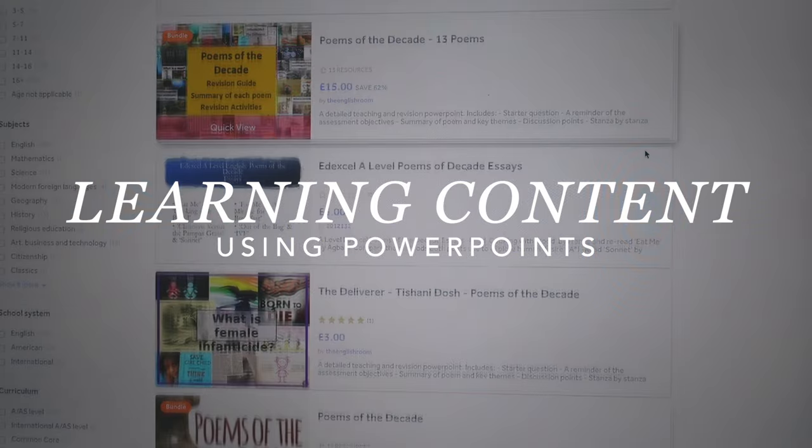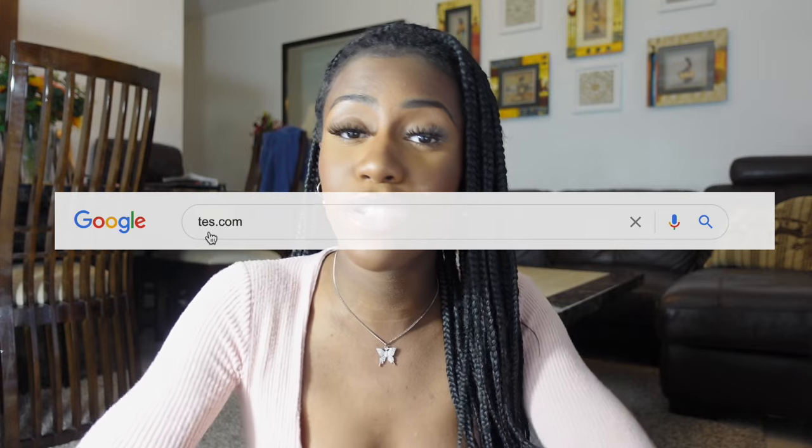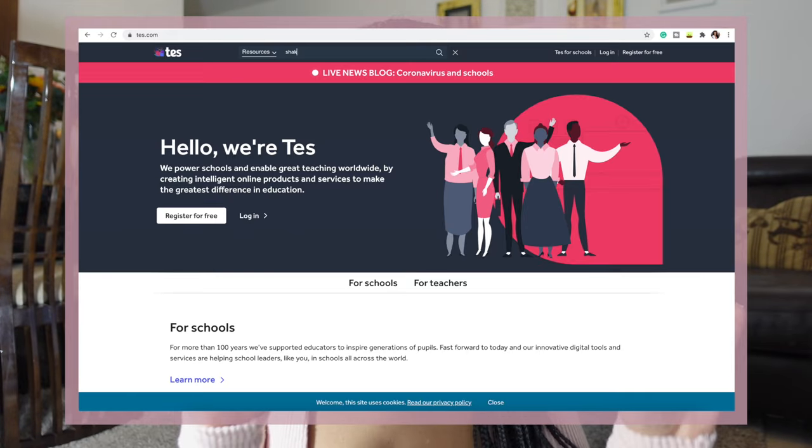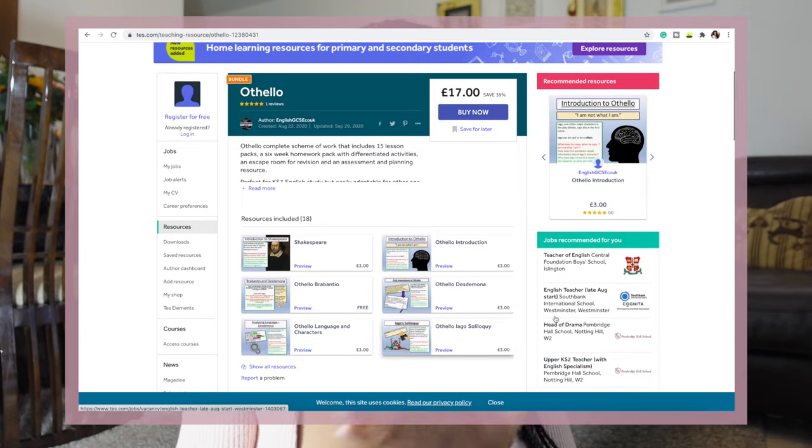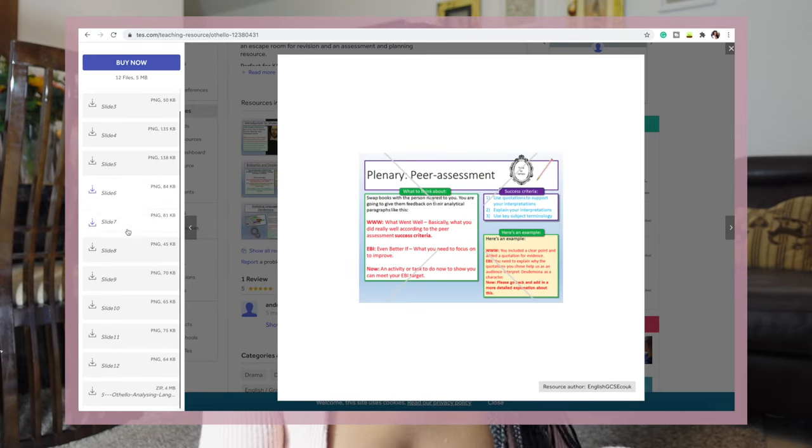Another thing about learning and utilizing your resources is using your PowerPoints. PowerPoints are a great way to learn, and I feel like they are definitely overlooked. Revising with PowerPoints was really, really helpful, and I don't know why a lot of people don't know about it. Guys, honestly, use your PowerPoints. Ask your teacher for the PowerPoints. However, if you feel like you don't find your teacher's PowerPoints useful, then you can go on a website called test.com, where there's loads of PowerPoints on there. You can just look for whatever you're studying and find something there from other teachers as well.